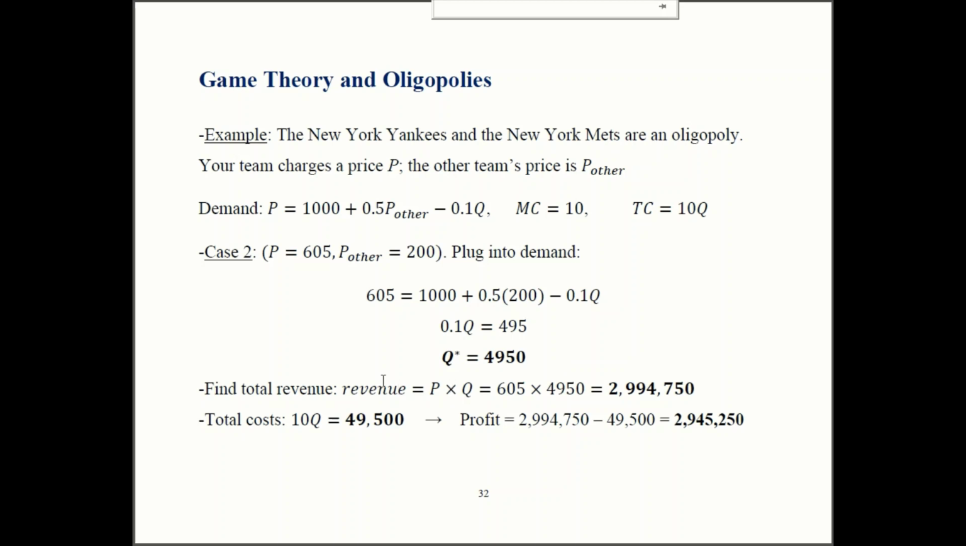So now calculate total revenue. That's price times quantity. So our price is 605. You multiply that by Q star of 4950. That comes out to a little bit under 3 million. Next step, we gotta find cost, because once you put cost and revenue together, we find profit. We said total costs are 10 times Q, 10 times 4950 is gonna be 49,500. So now profit's gonna be revenue minus costs. That works out to about 2.9 million.